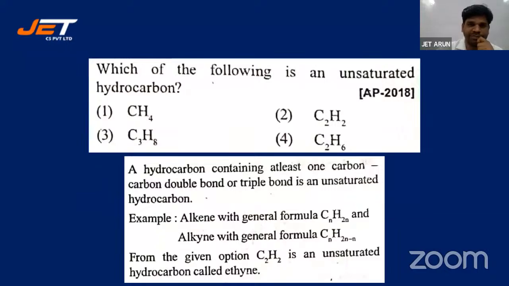So first one is CH4, that is an alkane. C2H2, okay. C3H8, this is an alkane again. C2H6, it's an alkane again. So alkyne is only one, which is option 2. Option 2 is alkyne.